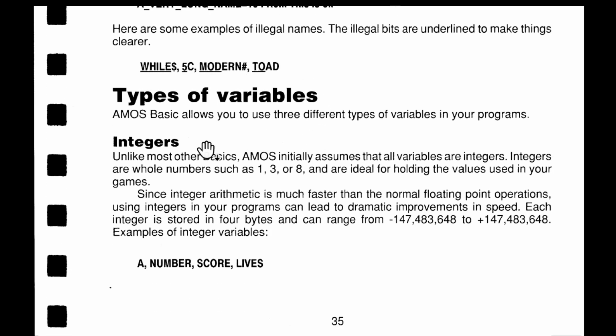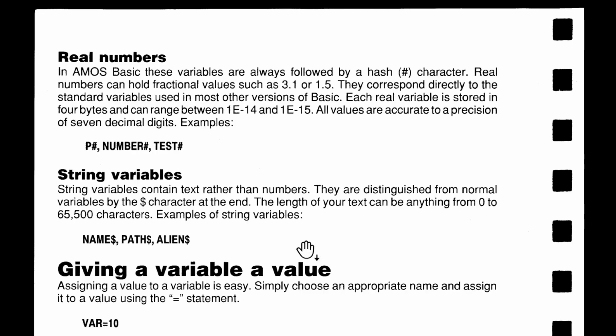Types of variables. AMOS Basic allows you to use three different types of variables in your programs. Integers. Unlike most other basics, AMOS initially assumes that all variables are integers. Integers are whole numbers such as 1, 3, or 8, and are ideal for holding the values used in your games. Since integer arithmetic is much faster than the normal floating point operations, using integers in your programs can lead to dramatic improvements in speed. Each integer is stored in 4 bytes and can range from -147,483,648 to +147,483,648. Examples of integer variables: A, number, score, lives, 35.